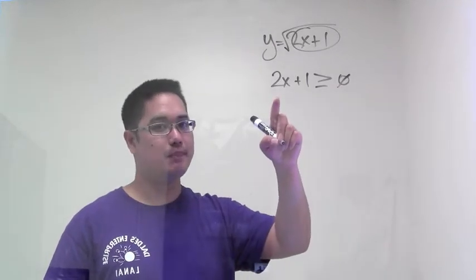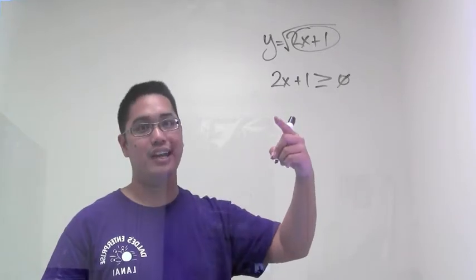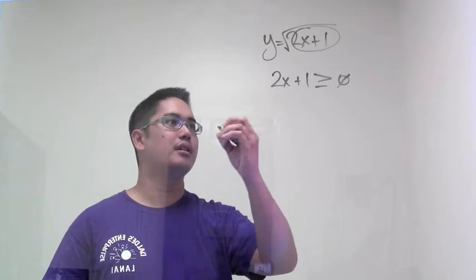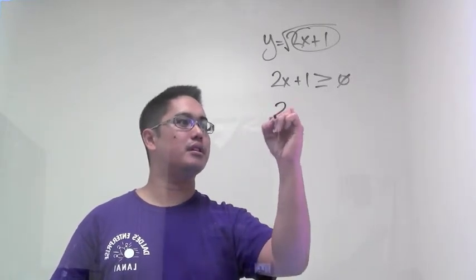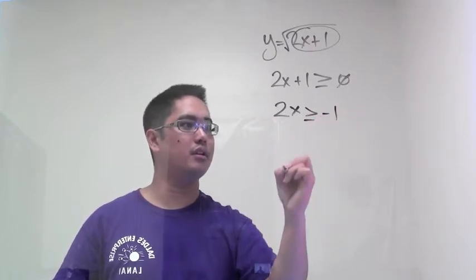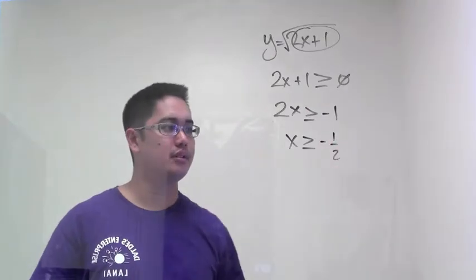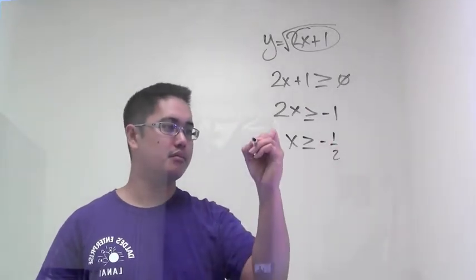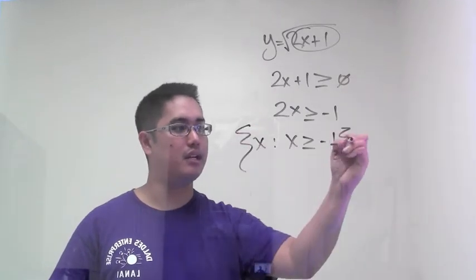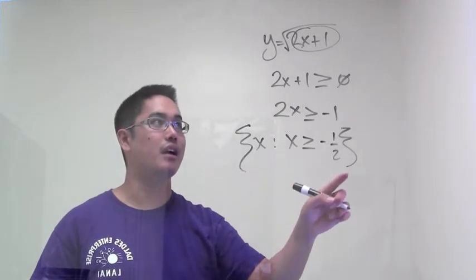Because any number that's bigger than 0 is a positive number, and if it's equal to 0, it's also a non-negative number. So that's true. So let's see. 2x is bigger than or equal to negative 1, and then x is bigger than or equal to negative 1/2. That's my answer. So x such that x is bigger than or equal to negative 1/2, that's my domain, because all of my numbers have to be bigger than negative 1/2.